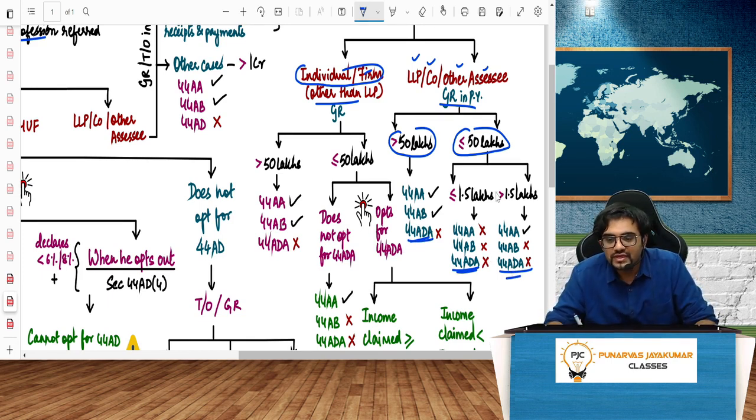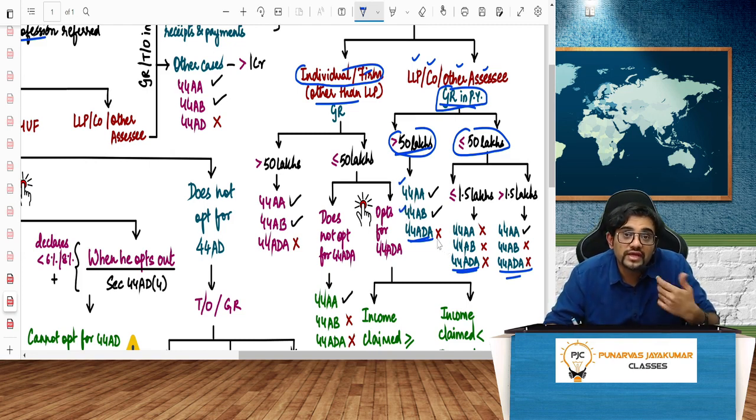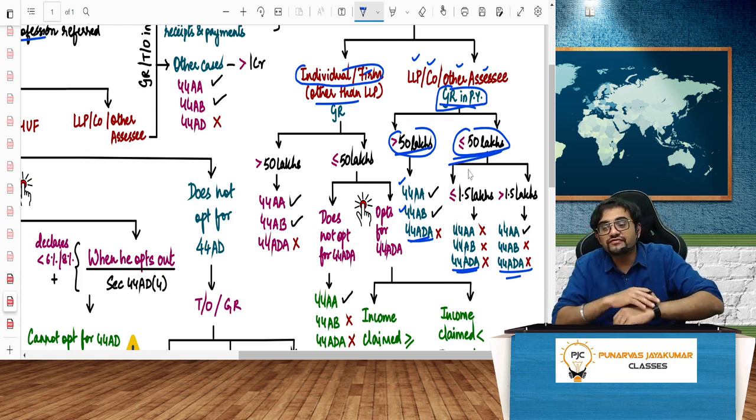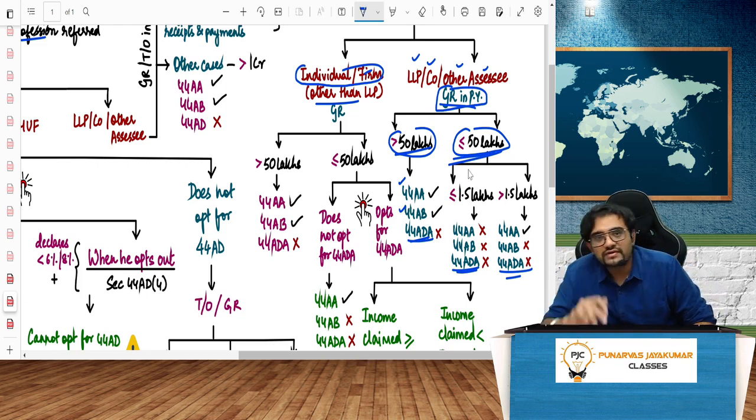However, if the gross receipts are more than 50 lakh, then, my dear friends, 44AA also will come, 44AB also will come, because if it is more than 50 lakh, both will apply. But the interesting thing is, what if it doesn't exceed 50 lakh? What if it is less than or equal to 50 lakh? Then in the question I need to see whether they have given anything. What is that, if they have given anything?